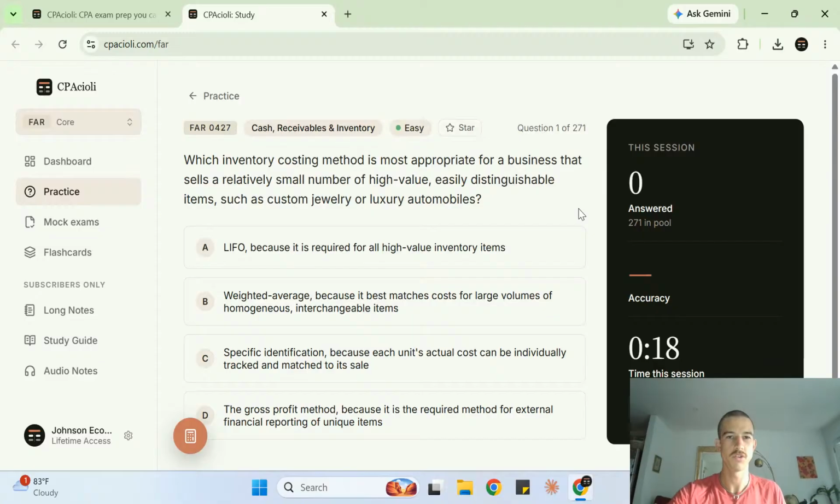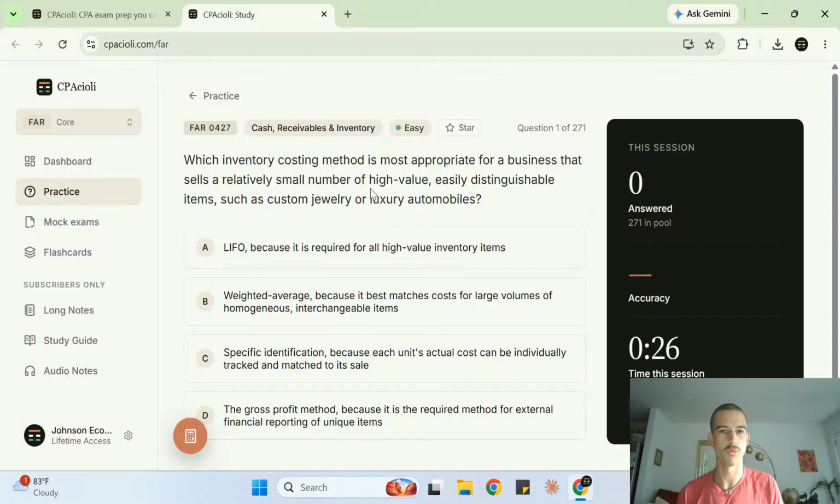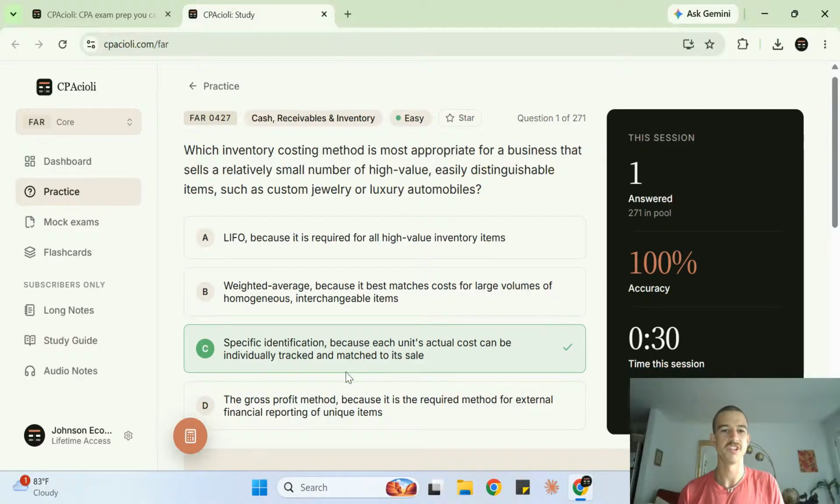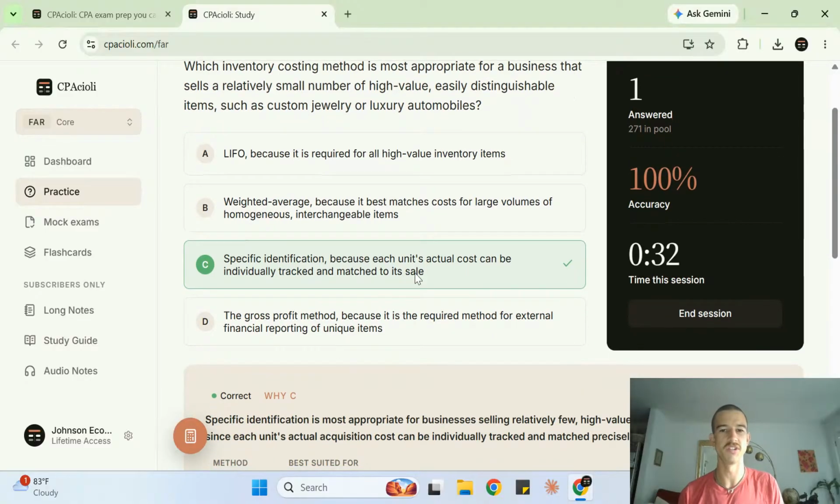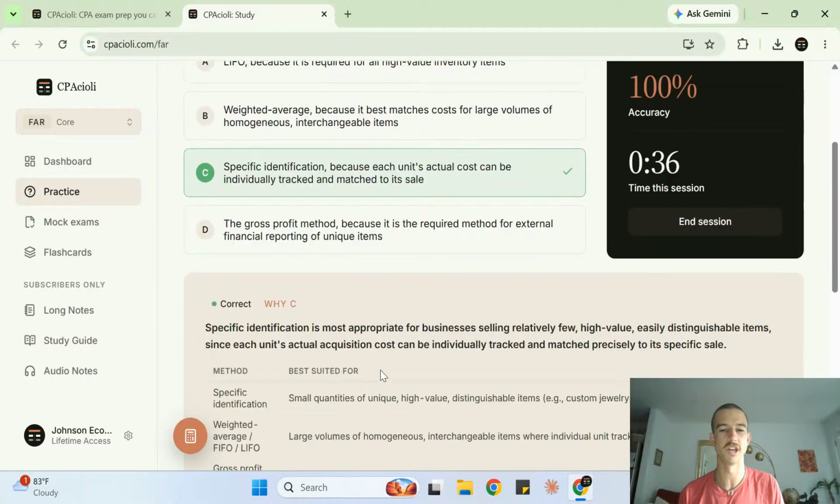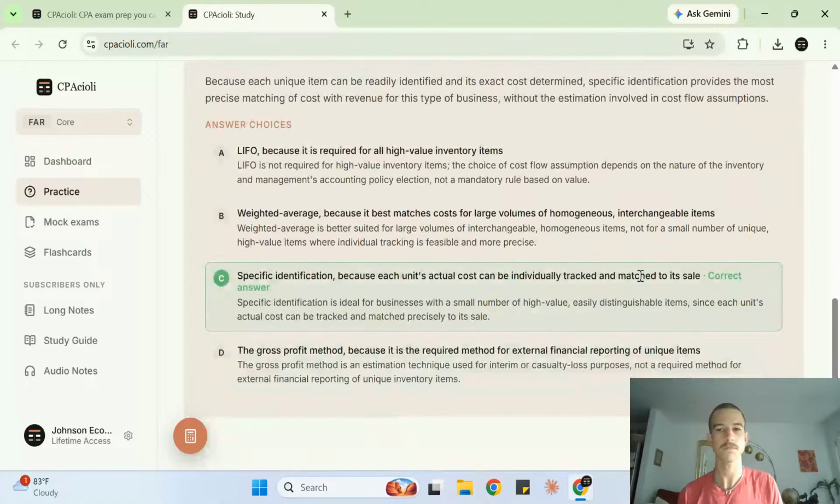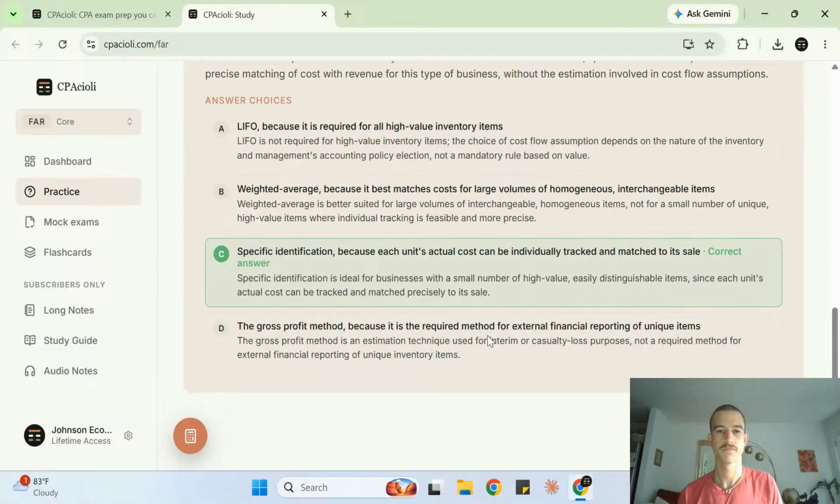Which inventory costing method is the most appropriate for a business that sells a relatively small number of high value items? It would be the specific ID method, because each unit's actual cost can be individually tracked and matched to its sale. Awesome.